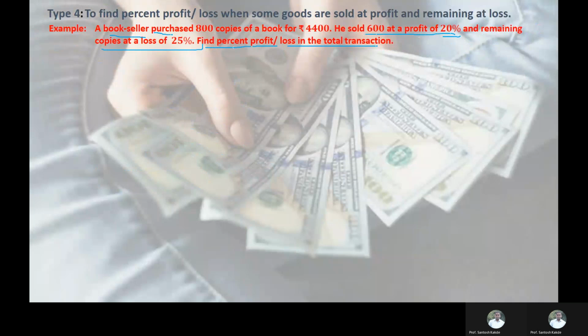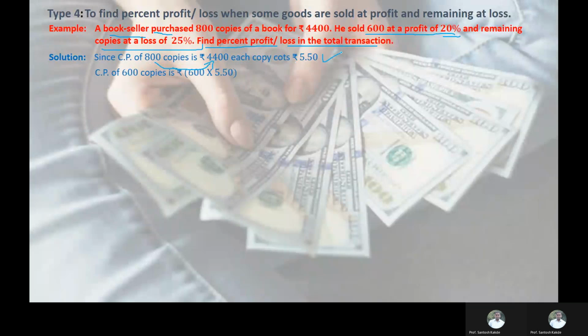I think all of you have read this example, and now we proceed to the solution. Now the cost price of the 800 copies is 4,400 rupees. Each copy costs 5.50. How did we calculate this? We divide 4400 by 800 copies, that is, divide the money by the copies, and we get the answer 5.50. That's it. This is the cost of one copy.